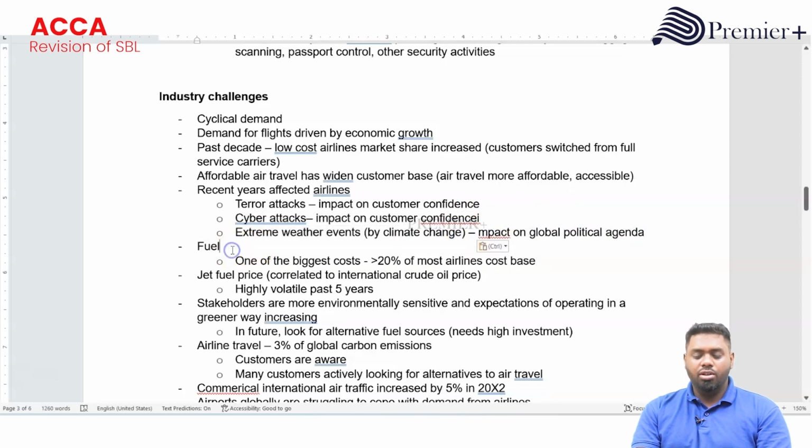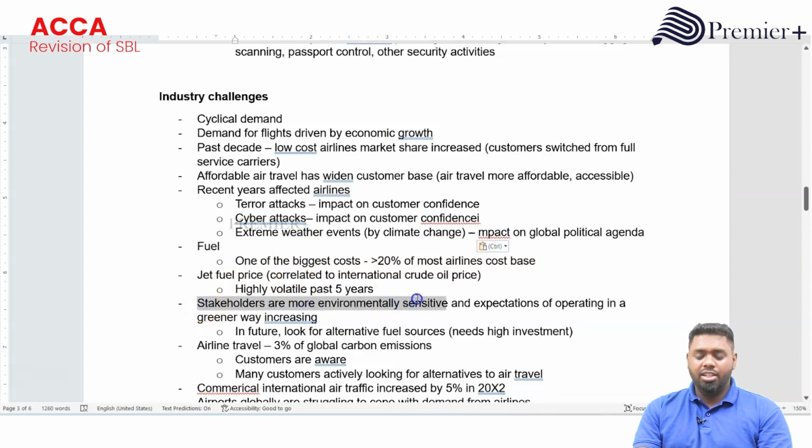Next, fuel. One of the biggest costs, it's over 20% of most airlines' cost base, more than 20% is on fuel. Okay, so if there's a change in the fuel price, foreign exchange risk, then my goodness, they will also suffer. Jet fuel price is correlated to international crude oil price. There has been high volatility in the jet fuel price over the past 5 years, which shows a high amount of risk.